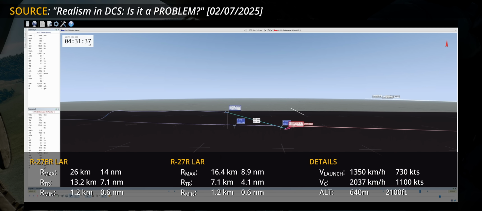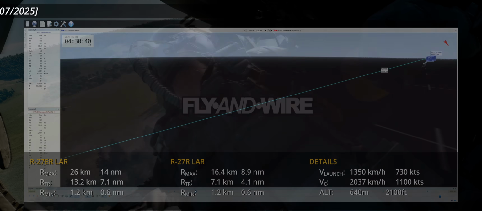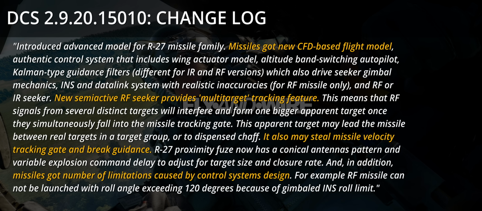Fast forward a few weeks, the answer came in directly in a whole new missile introduced in patch 2.9.5.0.15010. The changelog describes how every aspect of the R-27 missile has been reviewed, updated and overhauled if necessary. The changes to this missile are fantastic, so let's see how the R-27R and R-27ER fare against their previous incarnations.